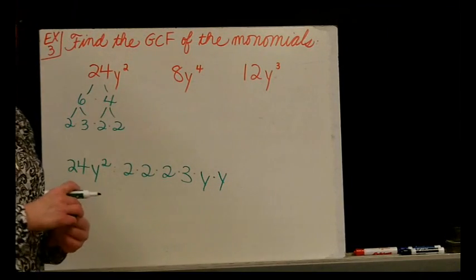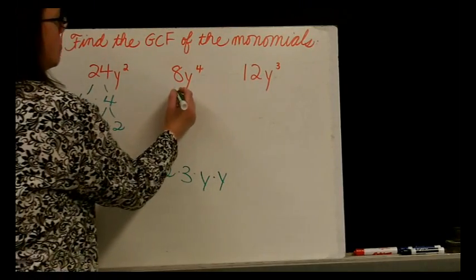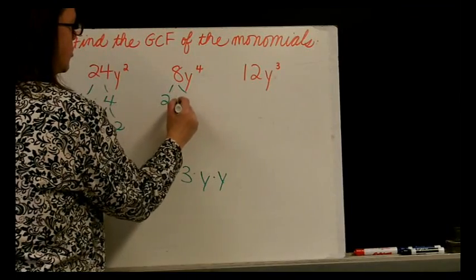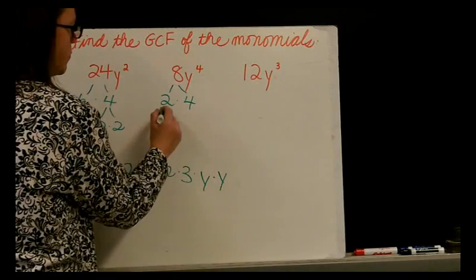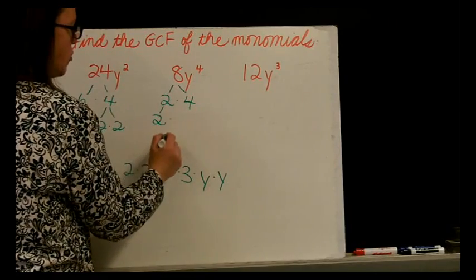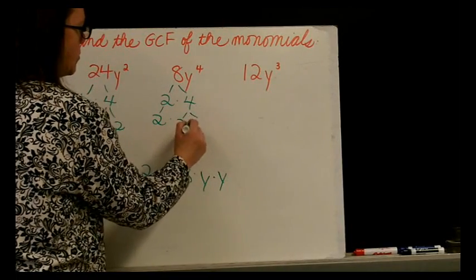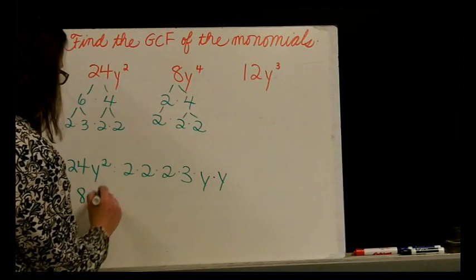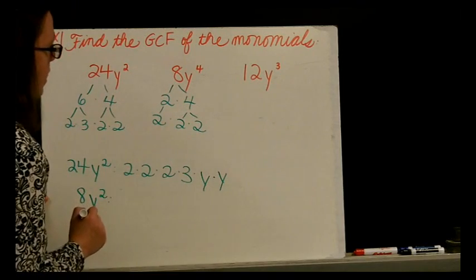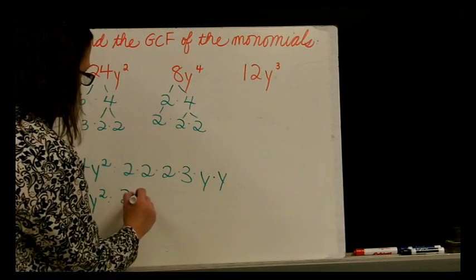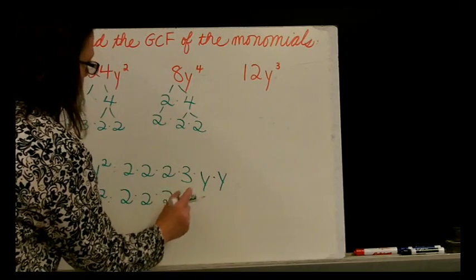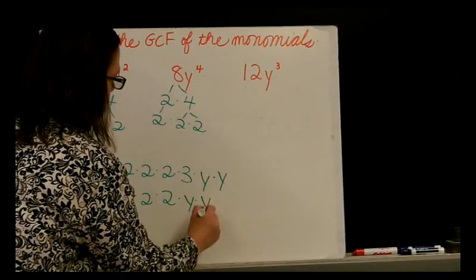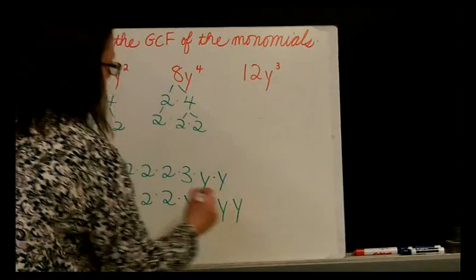Next, we'll factor 8y to the 4th power. Well, we can make an 8 by multiplying a 2 times a 4. We'll bring down the 2 because it's prime. 4 becomes 2 times 2. So the factors of 8y to the 4th power are 2 times 2 times 2, and then y to the 4th is represented as y times itself 4 times.